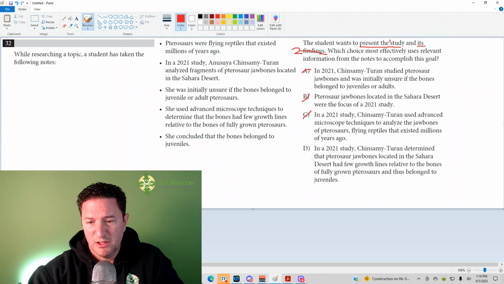Answer choice D, in a 2021 study, Chinsamy-Turan determined that pterosaur jawbones located in the Sahara Desert had few growth lines relative to the bones of fully grown pterosaurs and thus belonged to juveniles. Their finding was that juveniles, and that's what makes D the correct answer and the other ones wrong.